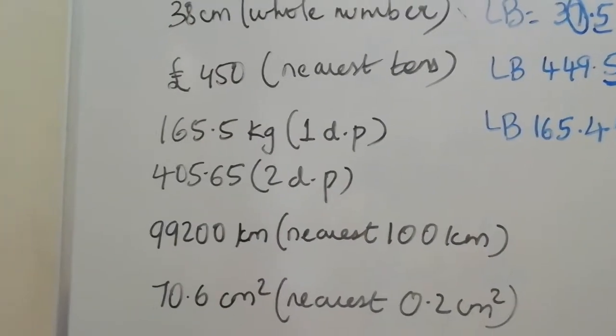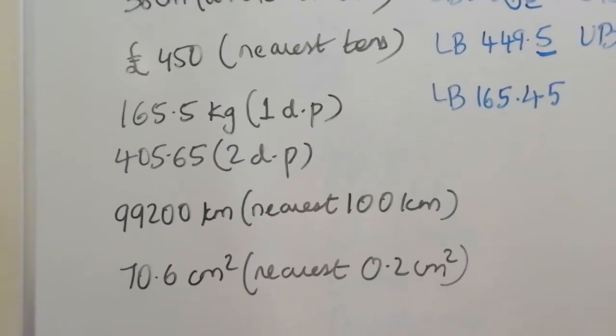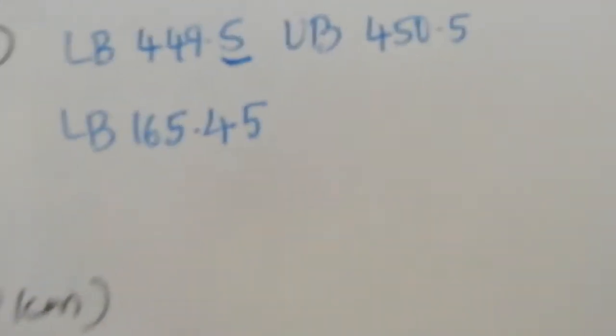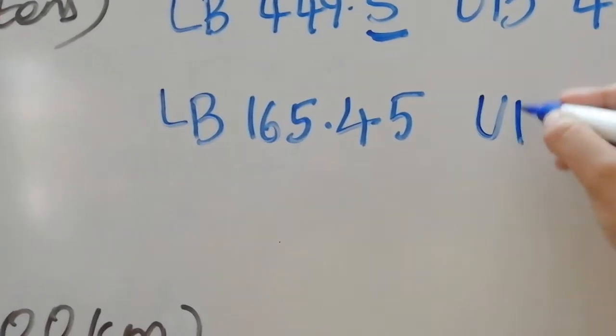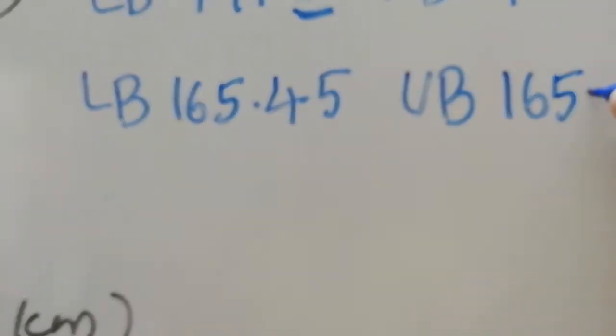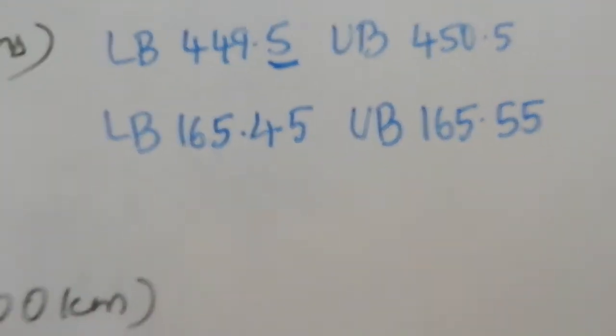Now we can see that from 0.50, we have gone 0.05 steps behind. So that way we will go 0.05 steps ahead for upper bound. Same we will go ahead. So that will be 165.50, and 0.05 steps ahead will be 165.55.